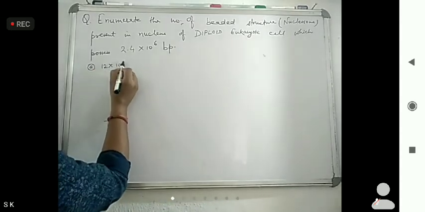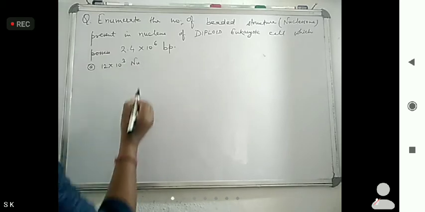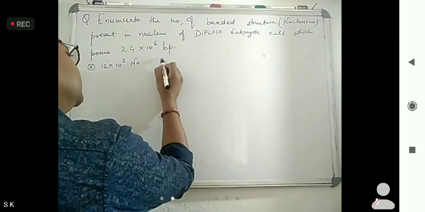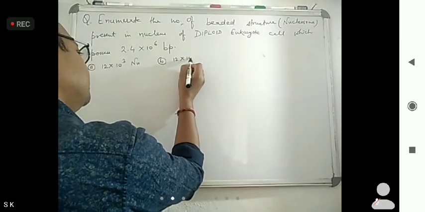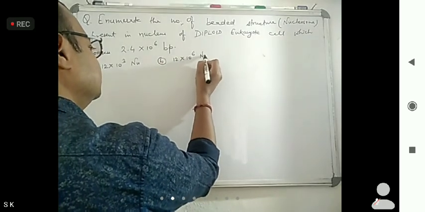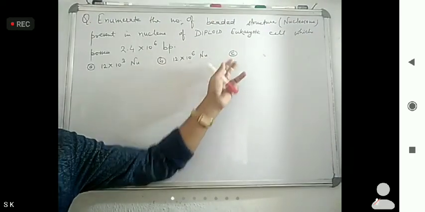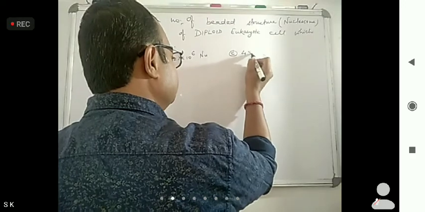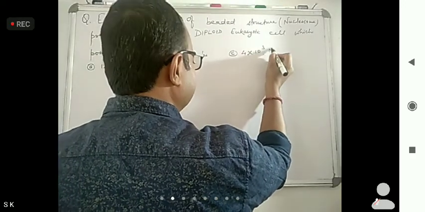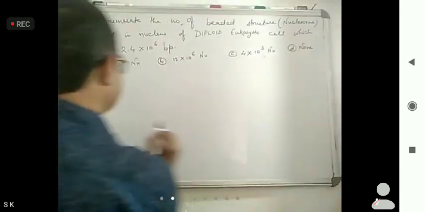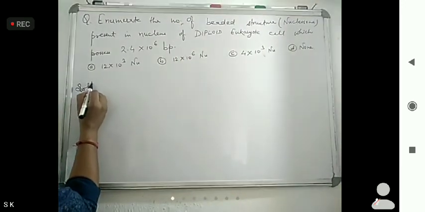The options are: 12 into 10 to the power 3 nucleosomes; second, 12 into 10 to the power 6 nucleosomes; third, 4 into 10 to the power 3 nucleosomes; and D, none of these. Now, how will we solve this?